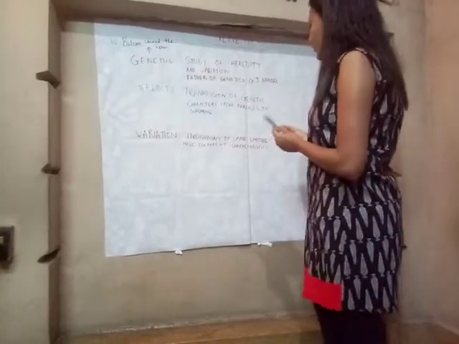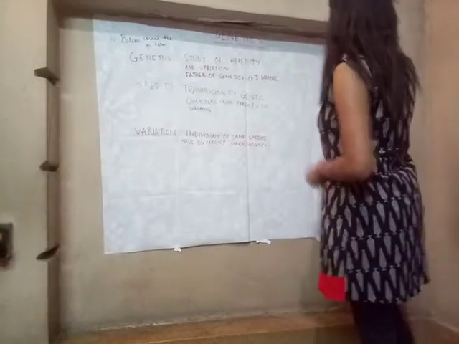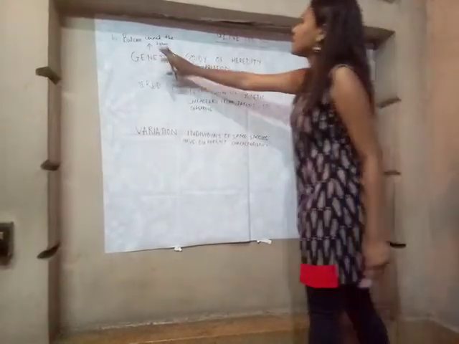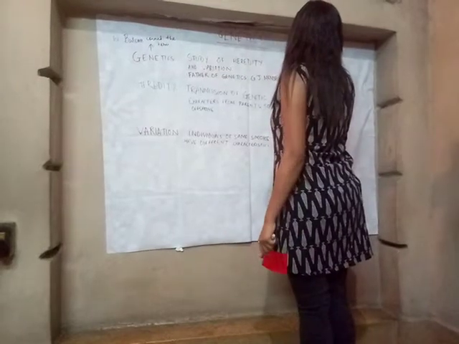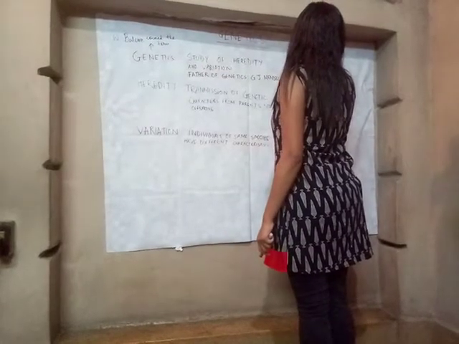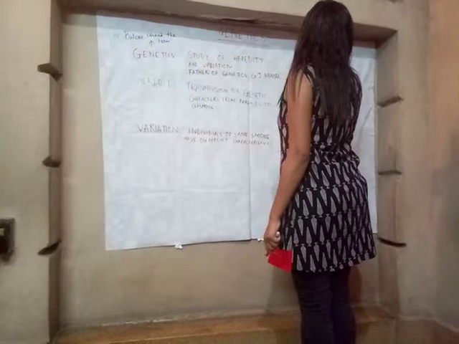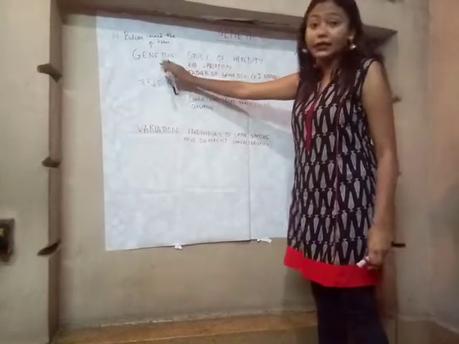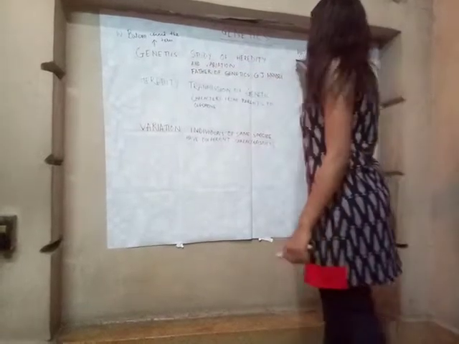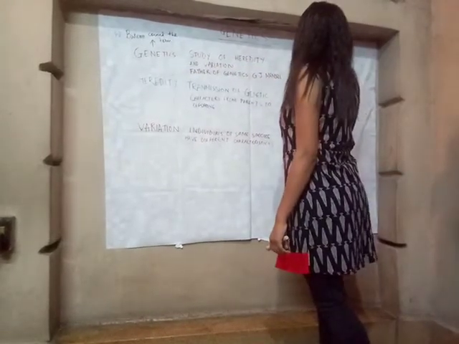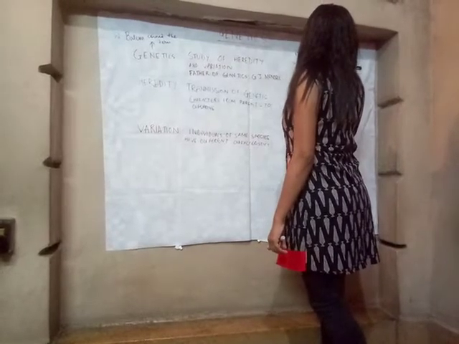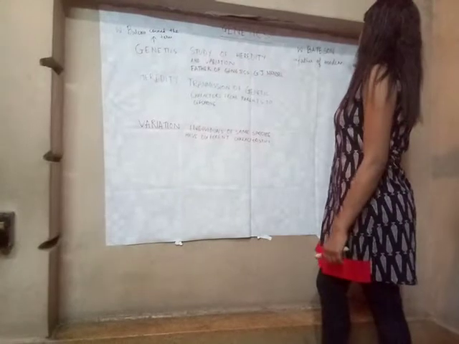So now we come to the names of some very important scientists. First is Bateson. What did Bateson do? William Bateson coined the term genetics. Also, William Bateson is known as the father of modern genetics.